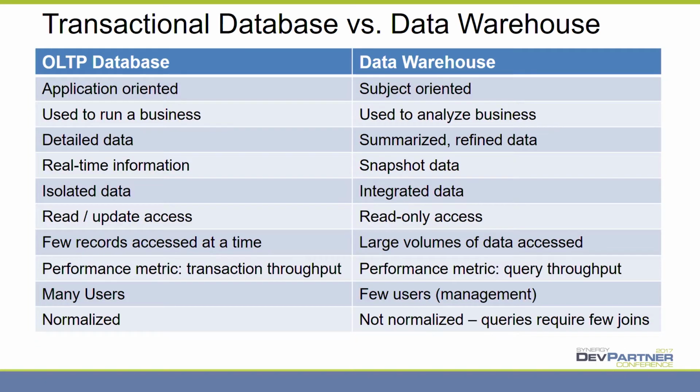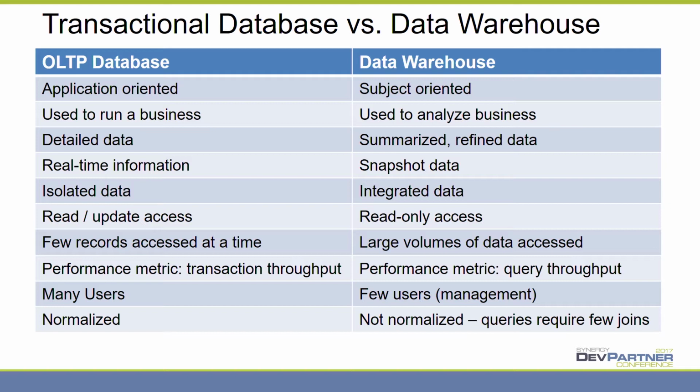So let's do a little comparison of the transactional database and a data warehouse. The transactional database is going to be application-oriented, specific to an application, while the data warehouse is subject-oriented. So once again, application-oriented is an electronic medical record system, while subject-oriented is healthcare. The transactional database is used to run the business as opposed to the data warehouse, where it's used to analyze the business. In transactional databases, you have detailed real-time information that is isolated to that system. In the data warehouse, you have summarized, refined data. It's typically a snapshot of a moment in time, and it's integrated with multiple systems.